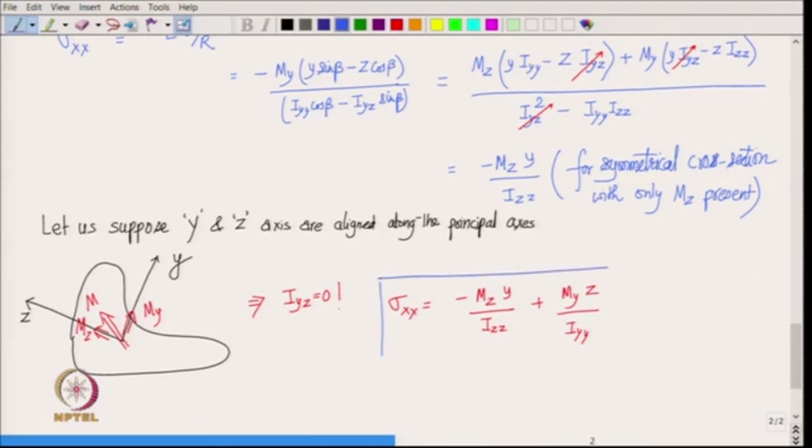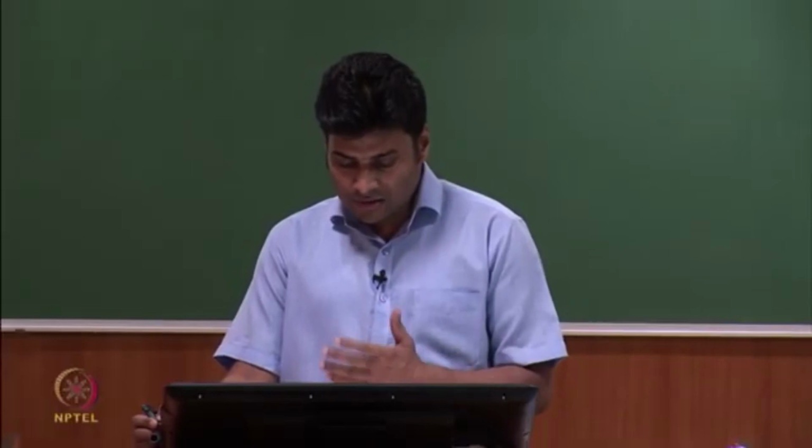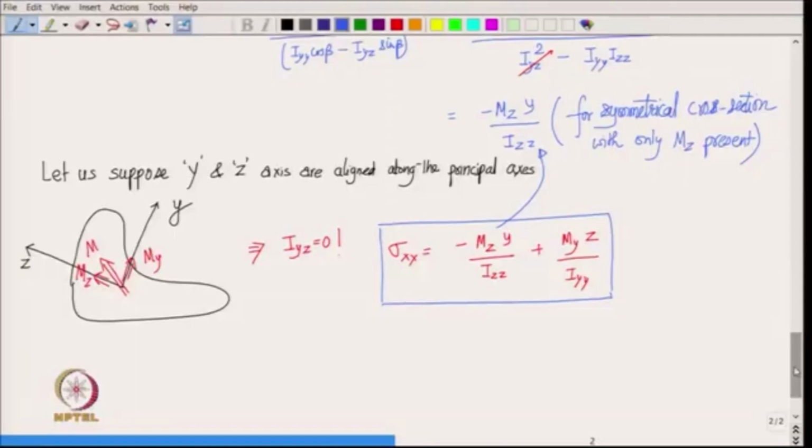So, now you can see this resembles with our earlier result. Now, suppose that m y is 0, then this is exactly what we had earlier, is not it? An interesting point to note here is that the first term comes with a negative sign, whereas the second term comes with a positive sign. So, why is that happening?